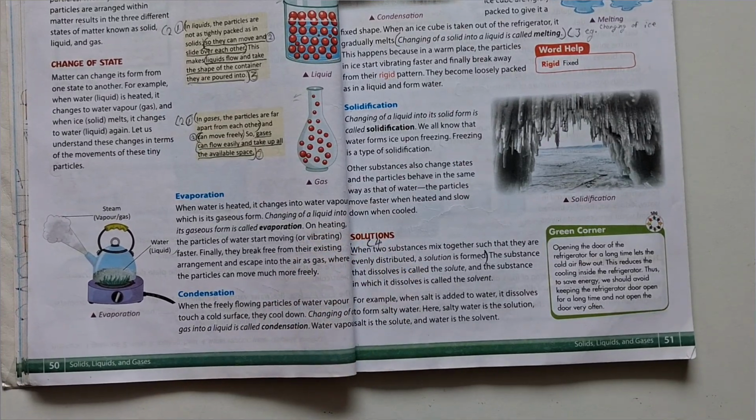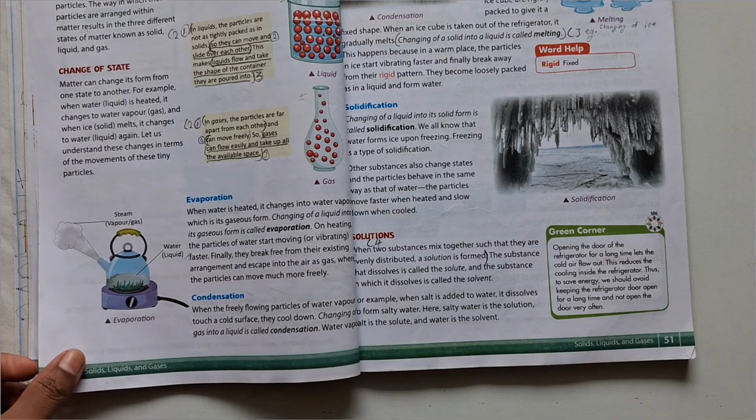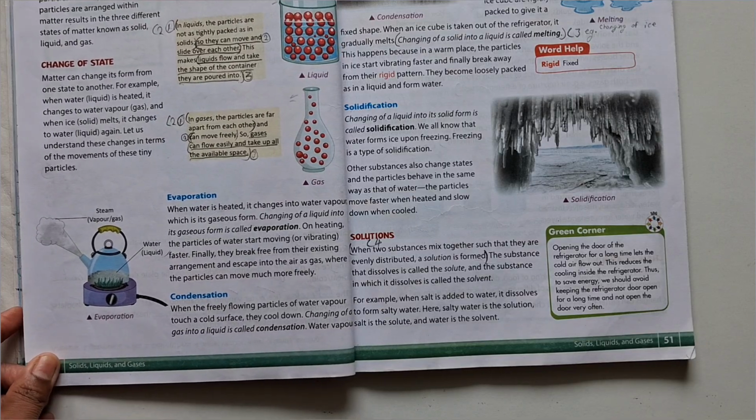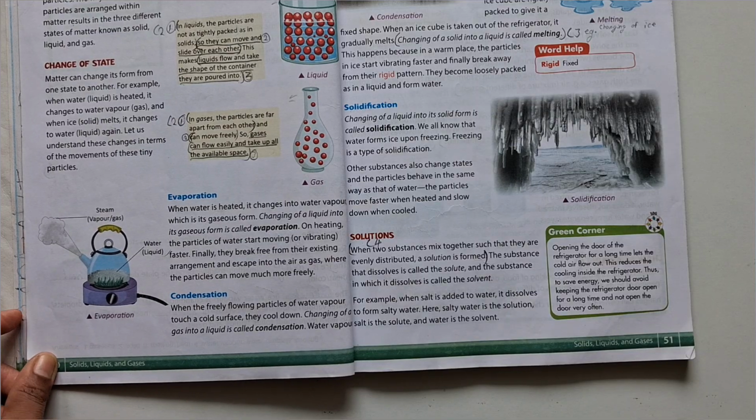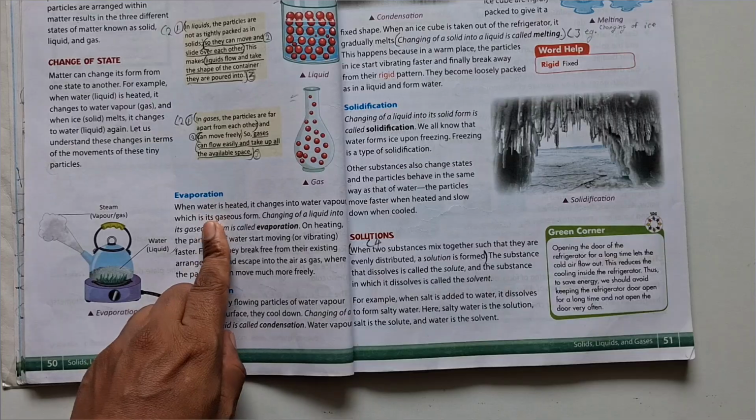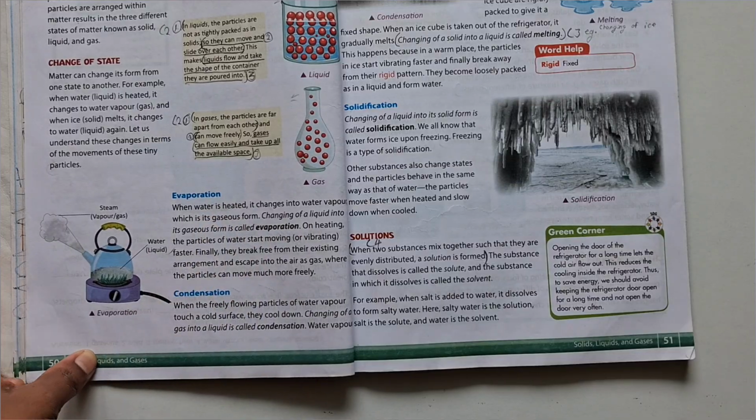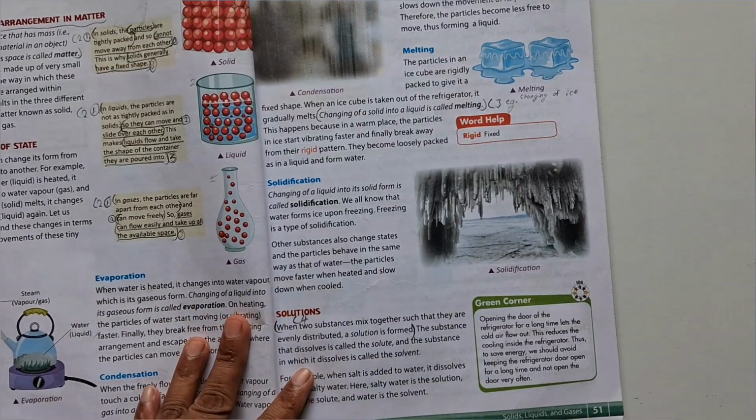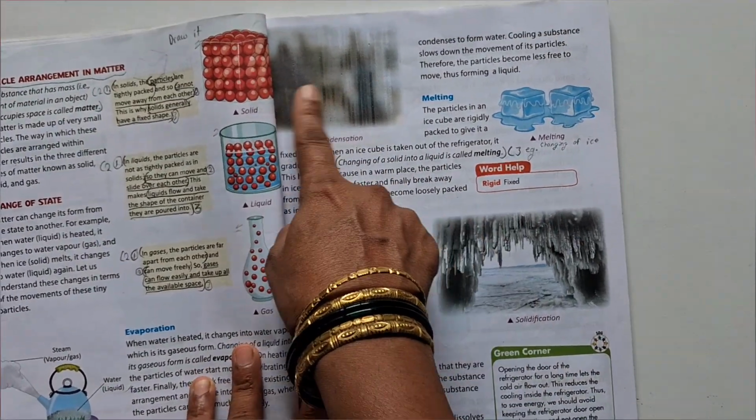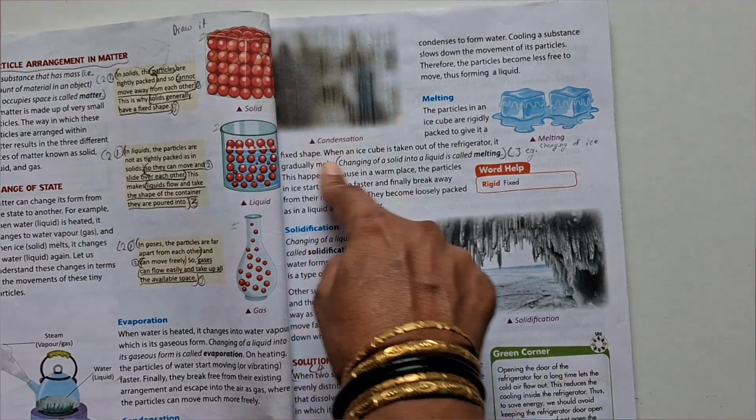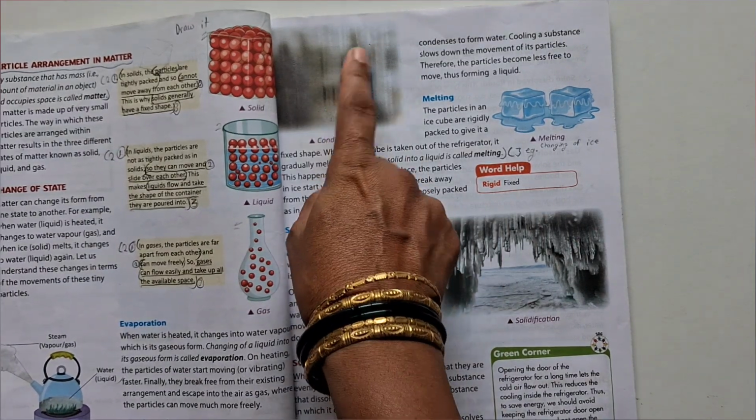When the freely flowing particles of water vapor touch a cold surface, they cool down. Changing of a gas into a liquid is called condensation. What is condensation? Your answer is here. Water vapor condenses to form water. Cooling a substance slows down the movement of its particles. Therefore, the particles become less free to move, thus forming a liquid. This is condensation.